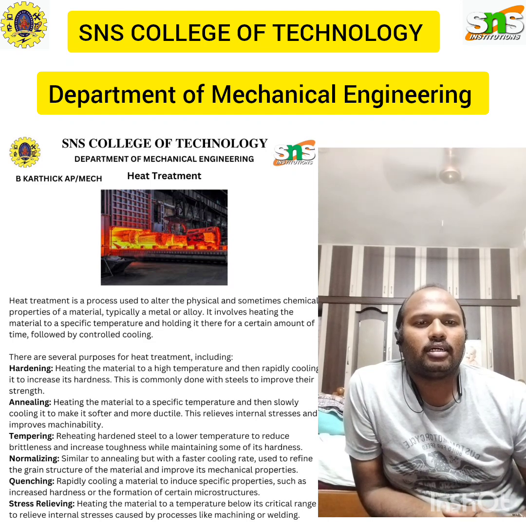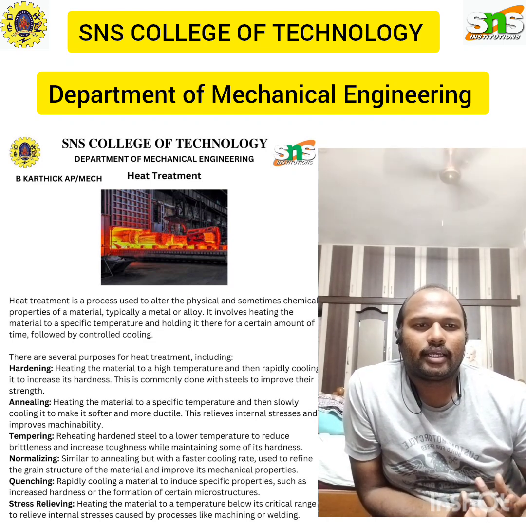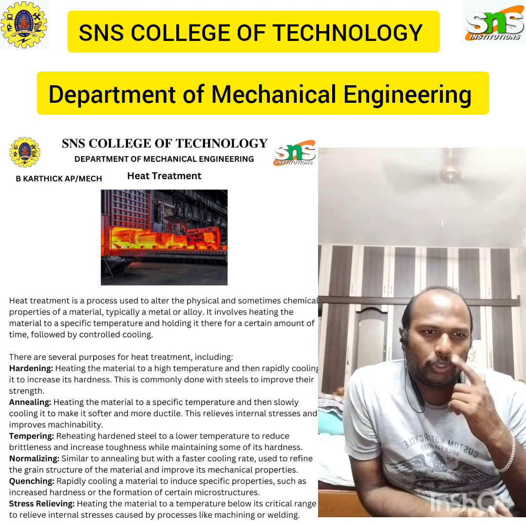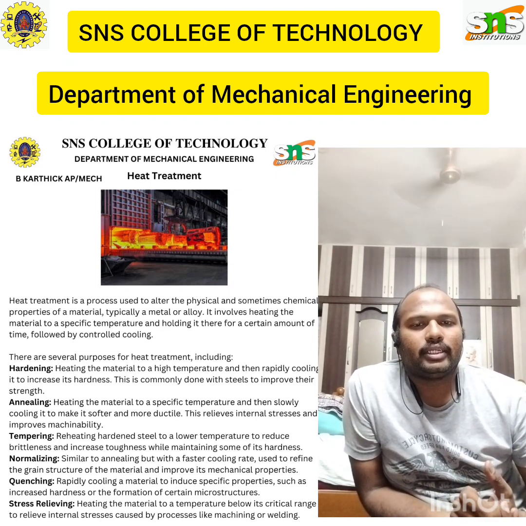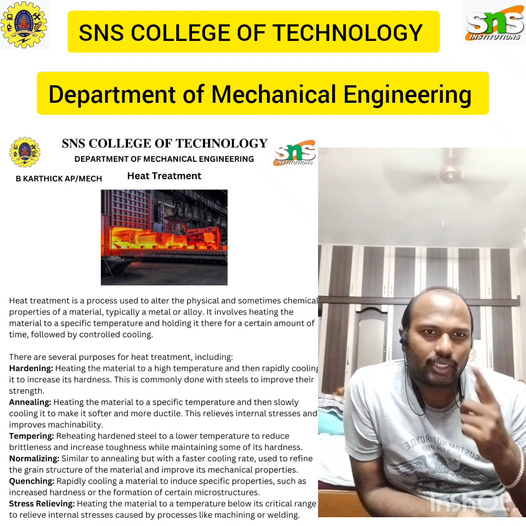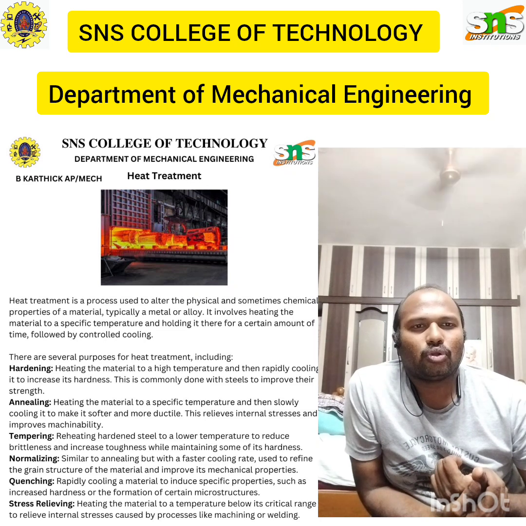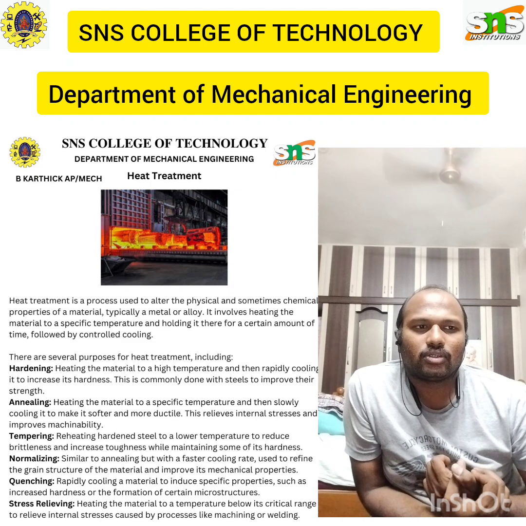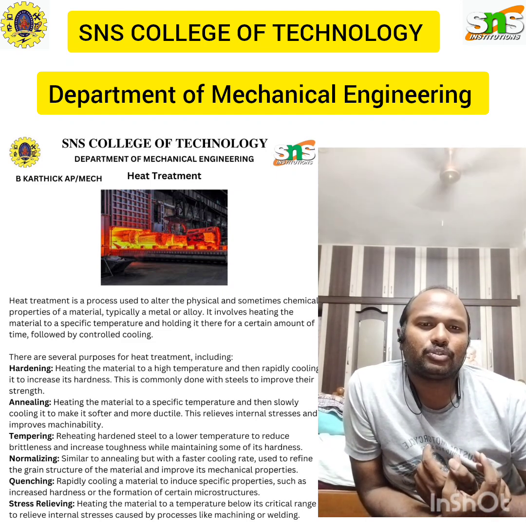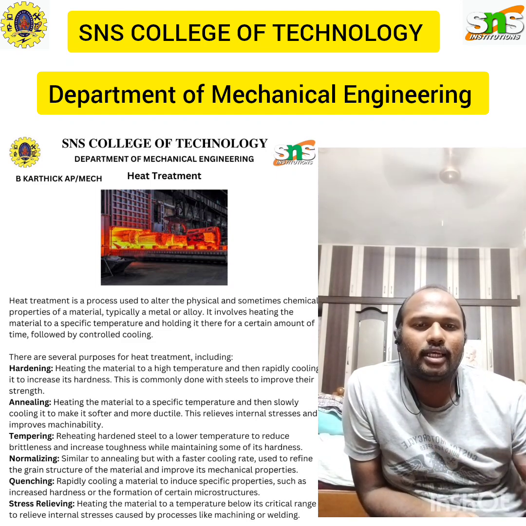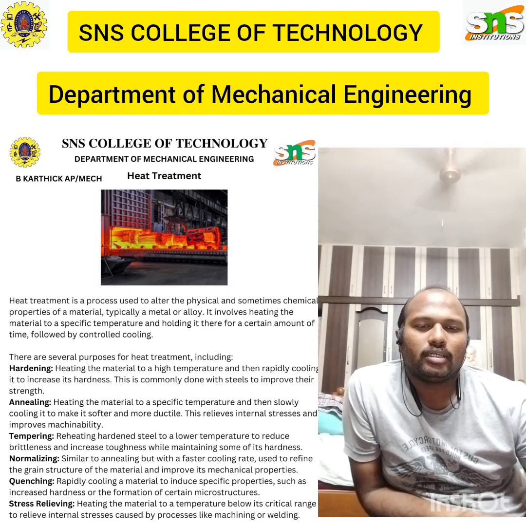And the fourth one is normalizing: heating the material to a specific temperature and then cooling it in air. If we see annealing, the cooling takes place in the furnace itself, which means slow cooling is possible. Hardening, as I said, is a rapid cooling where the cooling rate is very high. Here in normalizing, the cooling happens in air. So when we compare, the cooling rate is much higher in hardening, then comes normalizing, and then annealing.